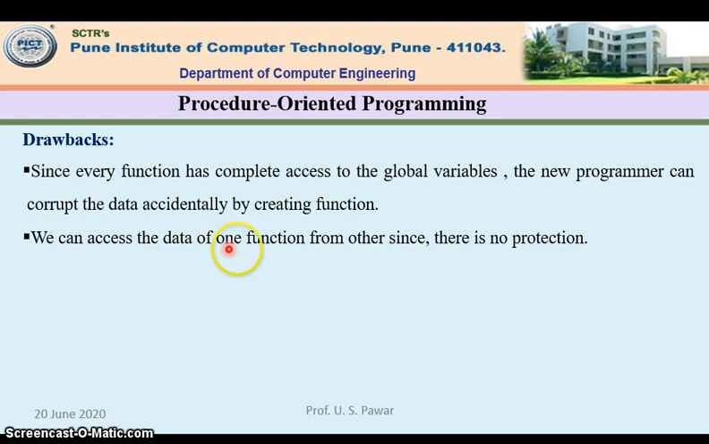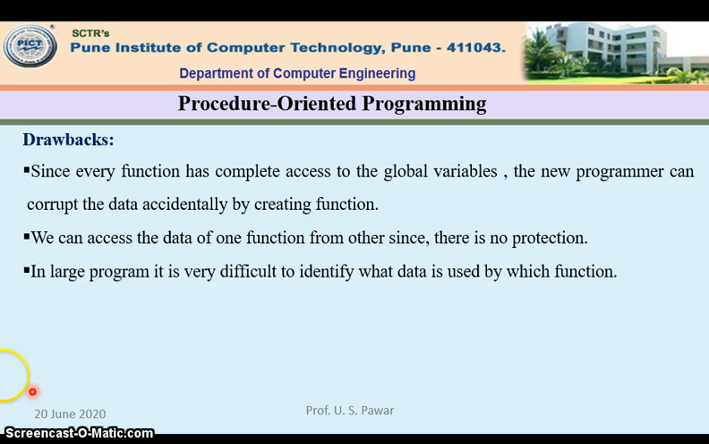Next, we can access data of one function from another, as we have seen with the interface between two different functions. So again, local data of one function can be accessed by another function, so there is no protection for local data as well. The first drawback talks about the corruption of global data, but here local data is also not safe in the procedure oriented programming language. And if my program is very large, then it is very difficult to identify what data is being used by which function. So this increases the complexity and tediousness in the program.